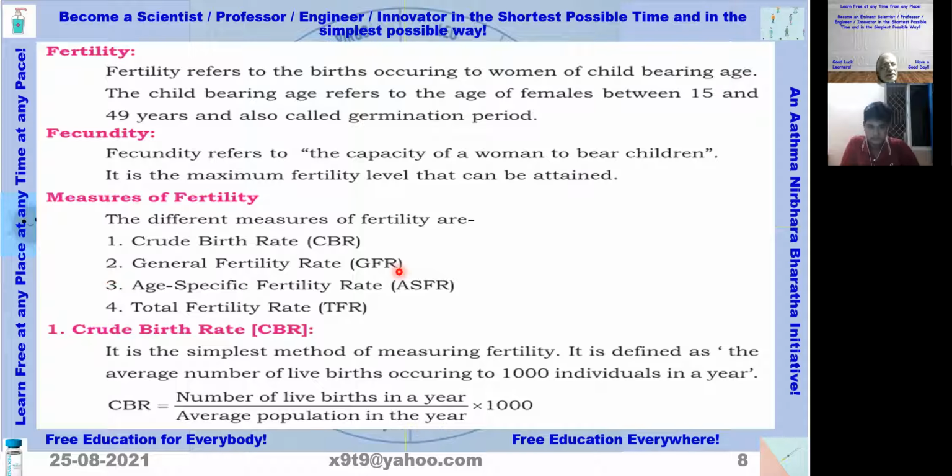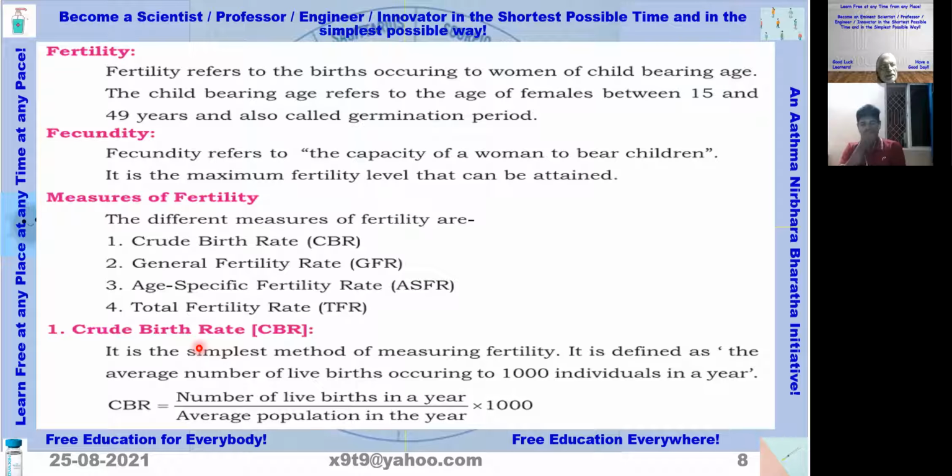Among these, the CBR we studied in the previous class. One was CBR, another was PT. Two things we have studied. Now we should study GFR, ASFR, and TFR. These things will be studied now. So he is explaining once again.